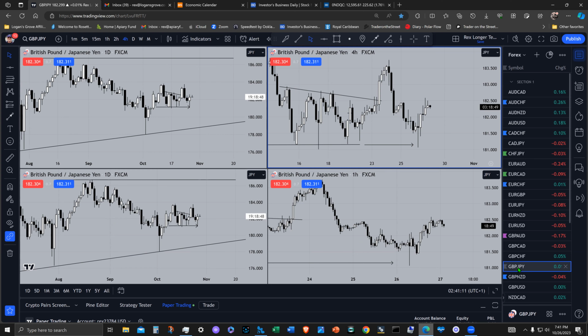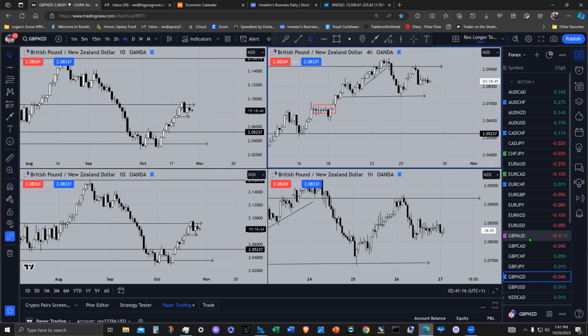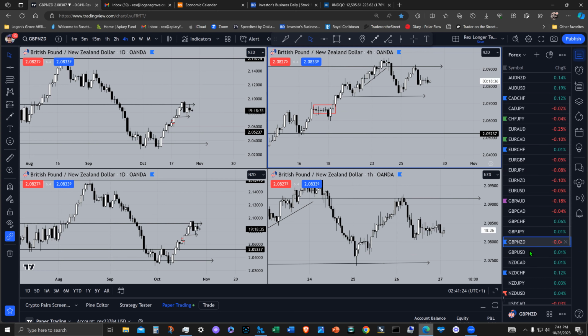Pound yen, nothing that's worthwhile to me. Pound New Zealand. Only thing with the pound New Zealand, if we do that, is that sometimes the spread can put you in and put you right back out before you get going. So pass there.